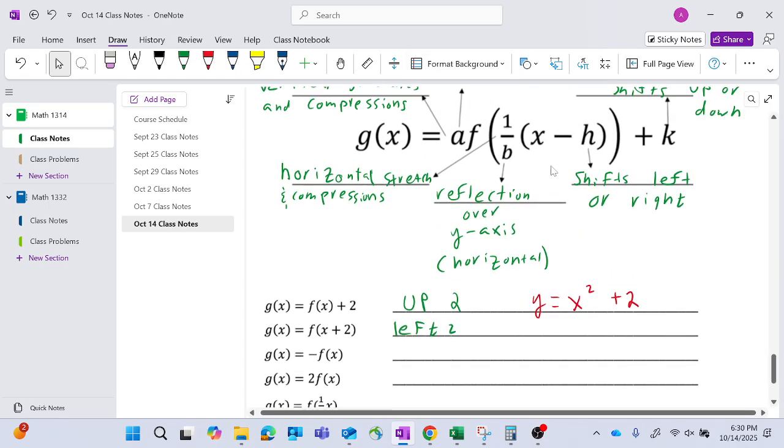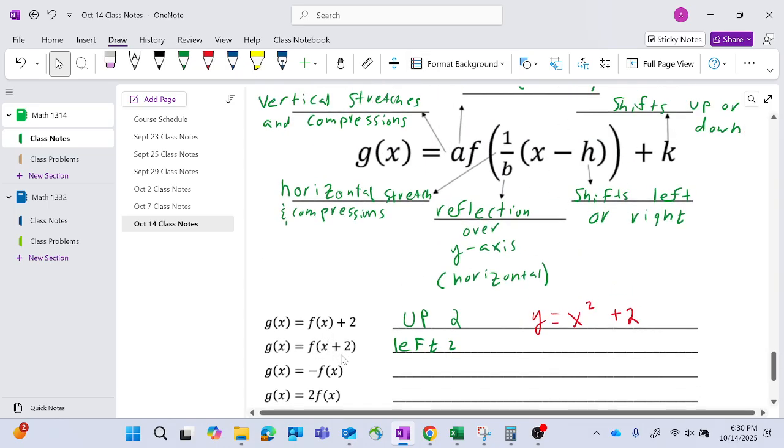If you compare it to the function right here, I'm adding to the x directly. So it's going to be an h value. And remember, anything with the x is always going to do the opposite of what you expect. You see a plus 2, you'd think, oh, that should be right 2 because I'm adding. Well, it's actually the opposite, left 2. Okay? If it's directly with the x, it's going to do the opposite.